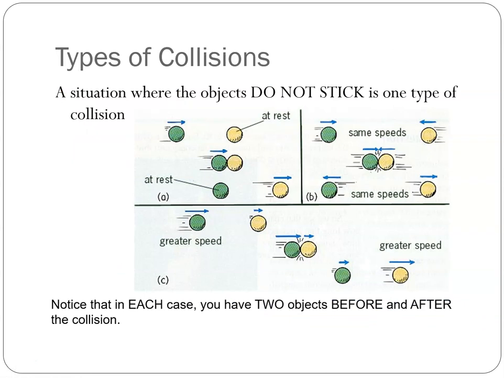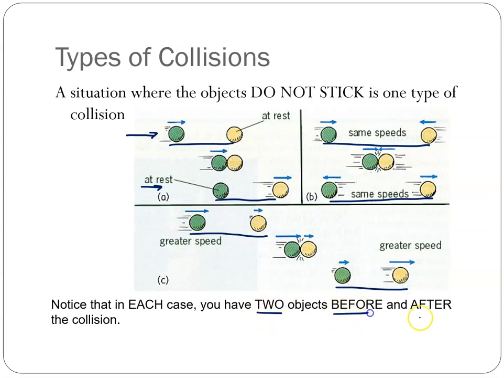The last kind of collision is something called an elastic collision. This is where the objects do not stick together. In this problem, the top is the before. This one's at rest, this one's moving towards it, and the bottom is the after. So we start with 2 objects, we end with 2 objects. Here again, we start with 2 objects, we end with 2 objects. In each case, you have 2 objects before and after the collision.